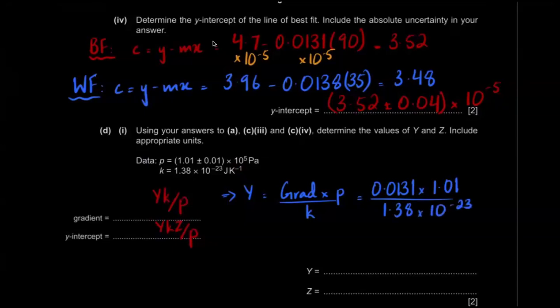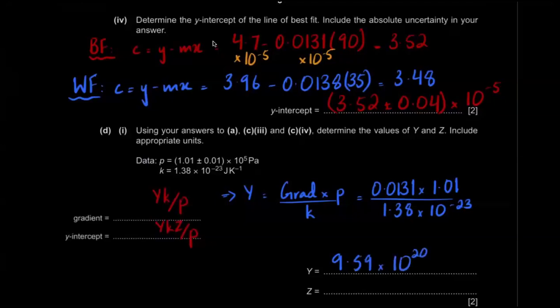So let's find this out, what this is. 0.0131 times 1.01 over 1.38 into 10 to the negative 23. This value turns out to be 9.587. So you can also take this as 9.59 into 10 to the 20.